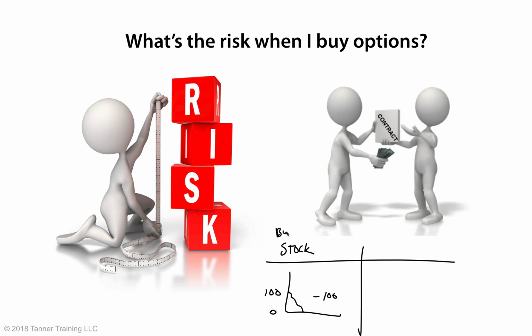If you buy stock at $100, that's the risk. So here the risk equals $100 if it went bankrupt. But watch this. What if you bought a call option? Buy the call option, and the stock is at $100. And what that means is you have a choice to buy. Now, buying and having the choice to buy are very different things.